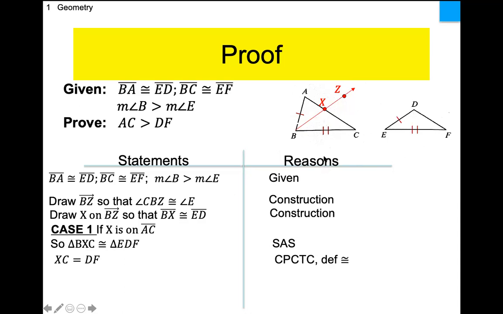So once again, the logic there is that these two triangles, because of our construction, if X is on AC, would be congruent. Therefore, since BX is equal to ED, you'd have SAS. Therefore, XC is congruent to DF. And since XC is smaller than AC, then AC's got to be bigger than DF. Okay, cool. That's pretty easy, right? And that's just the segment addition postulate.